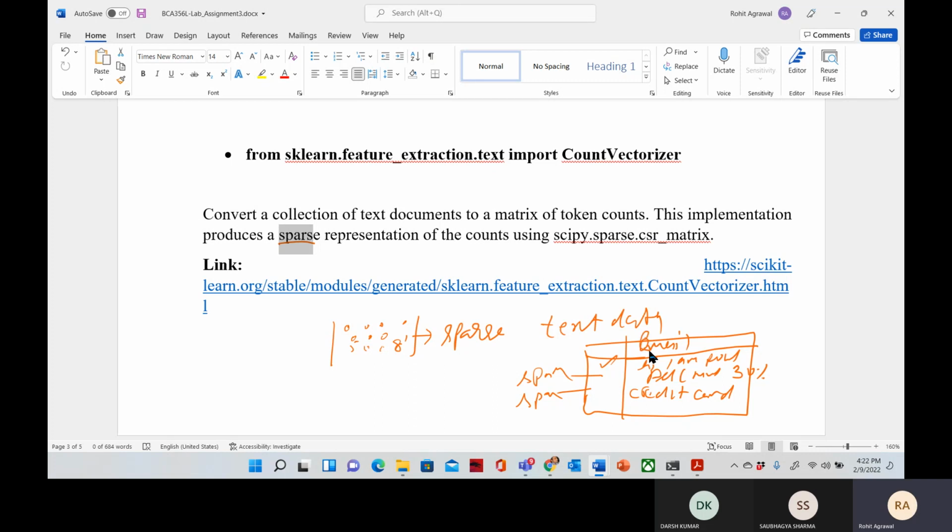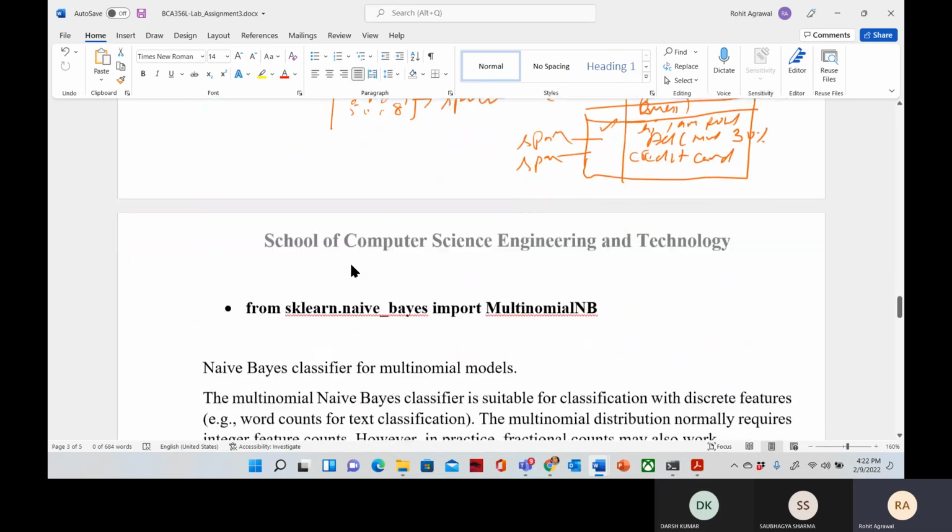So to convert this text document to a matrix of token counts, we need to use this CountVectorizer, which is under feature_extraction.text. Clear? Why will we use this? From sklearn.feature_extraction.text import CountVectorizer. This one is clear? Yes, sir. Okay.